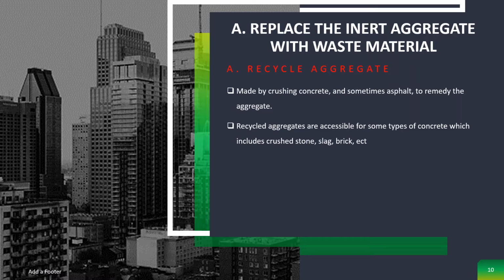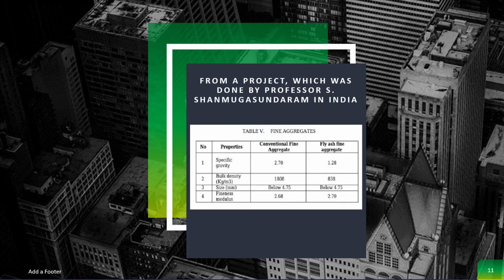The second method is to replace the inner aggregate with waste material, recycled aggregate. It is made by crushing concrete and sometimes asphalt to remedy the aggregate. Recycled aggregates are accessible for some types of concrete, which include crushed stone, slag, brick and so on. This is the result from a project done by Professor S. Shanmugasundaram in India for fine aggregate. Fly ash fine aggregate has lower specific gravity than conventional fine aggregate, but for fineness modulus, fly ash fine aggregate is higher than conventional fine aggregate.